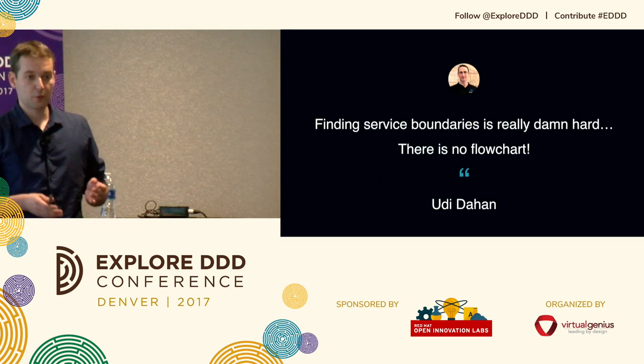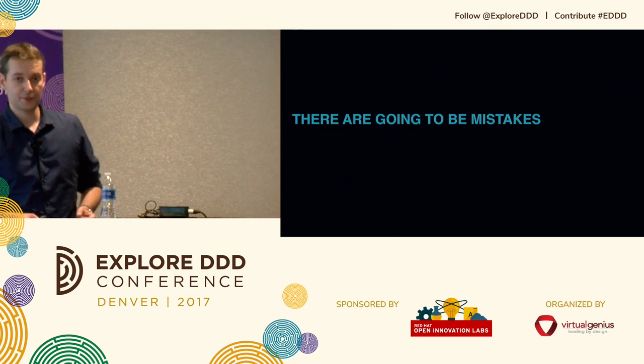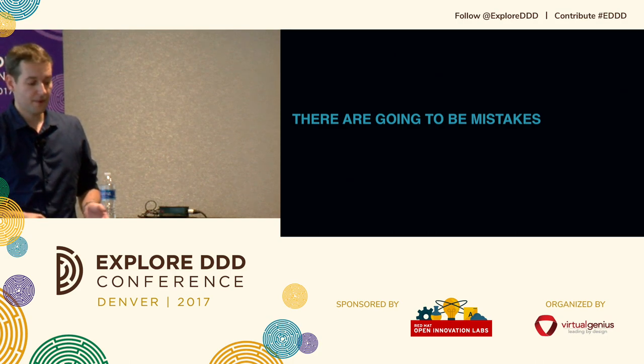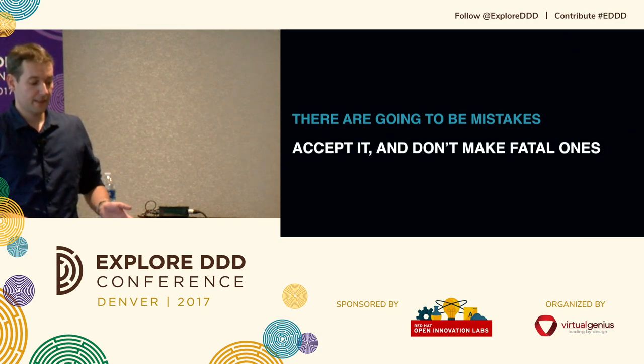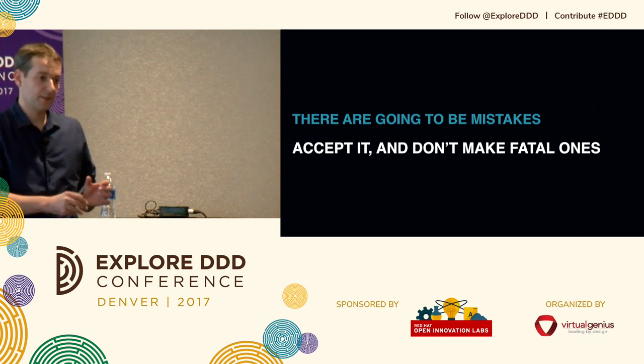And this statement has profound implications. Since there is no flowchart, the only way of finding the right boundaries is by doing some trial and error work yourself. Which means, by definition, there will be mistakes. There is no way around it. So let's acknowledge this and only make mistakes that are easy to fix and try to avoid doing the fatal ones. In our experience, it is much cheaper to extract a bounded context out of a bigger one than to start with really small microservices and find the complexities later.